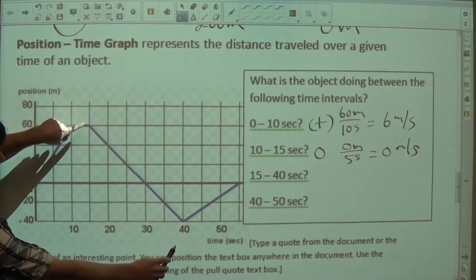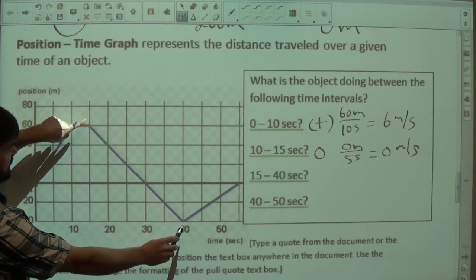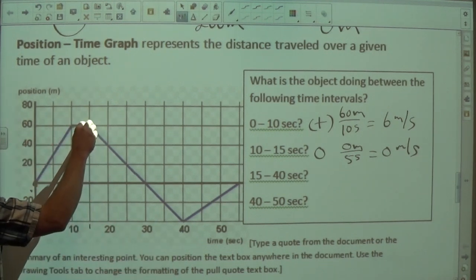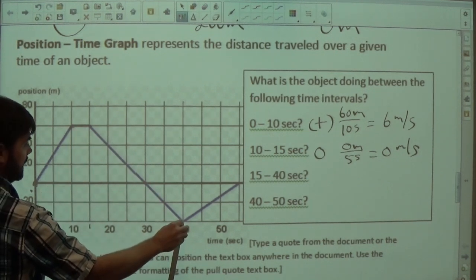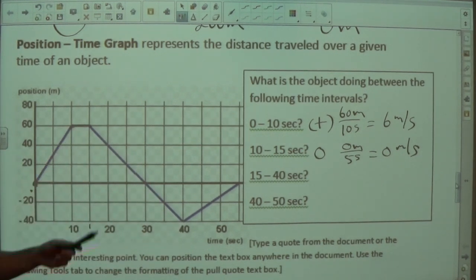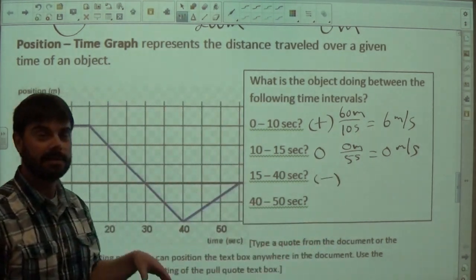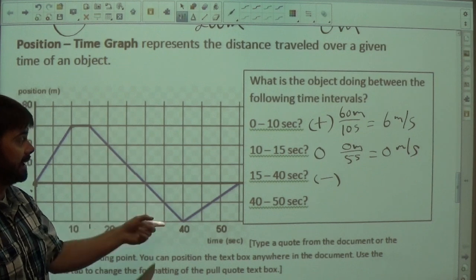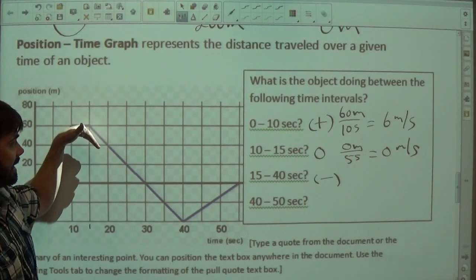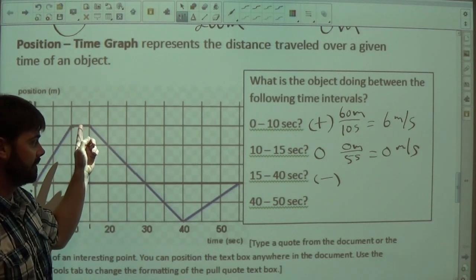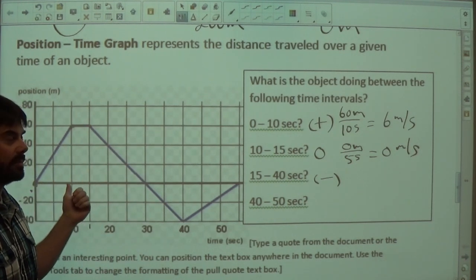And then if we look at the difference between 15 seconds and 40 seconds, they went all the way from 60 down to negative 40. What's happening here is the person's moving backwards. Now this doesn't mean they're slowing down, they're just moving in a negative direction. So the slope of this line, the steepness of it, tells the magnitude, but the fact that it's negative is just saying that they're moving backwards.